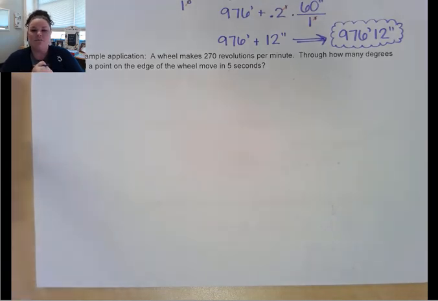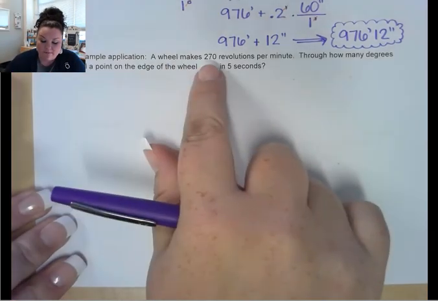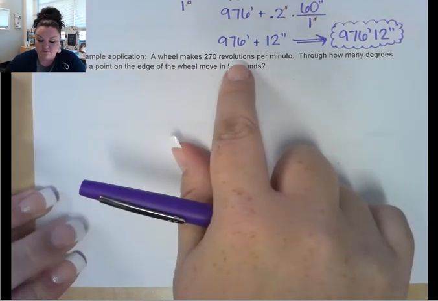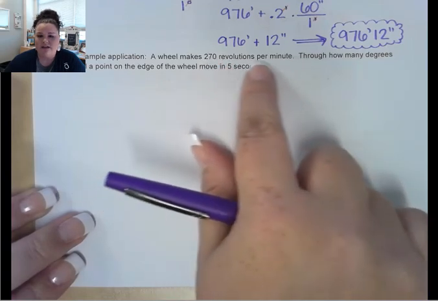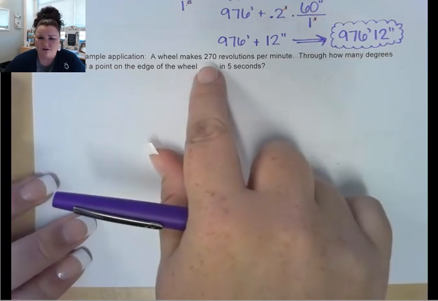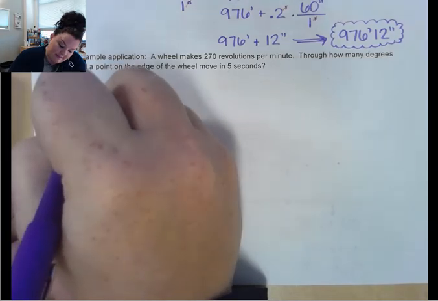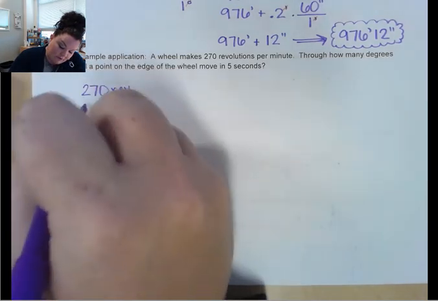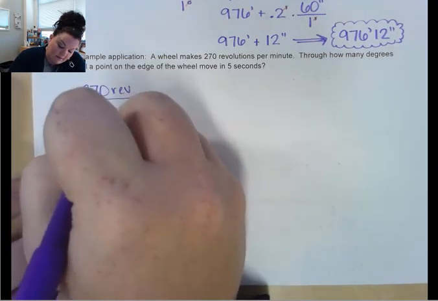It says a wheel makes 270 revolutions per minute. Through how many degrees will a point on the edge of the wheel move in 5 seconds? Okay, so let's write down what we know. First sentence: a wheel makes 270 revolutions per minute. Now I'm just going to go ahead and write that as a ratio: 270 revolutions per 1 minute.